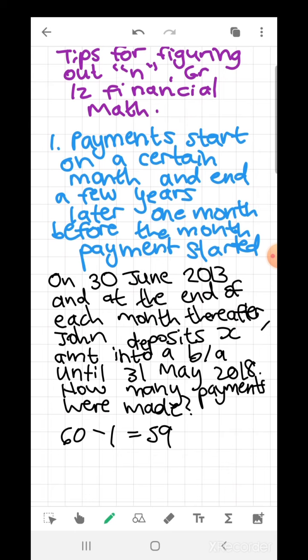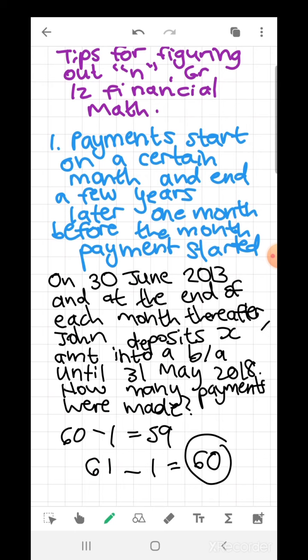So the first thing you need to understand is that from the 30th of June 2013 to the 30th of June 2018, there will be 61 payments made because we are counting the 30th of June. But now they're saying that they're ending in May. They're not ending in June of 2018. They're ending in May. So you're going to say 61 minus 1, which will give you 60 payments. Every single time you get a question like this, you must answer it this way.